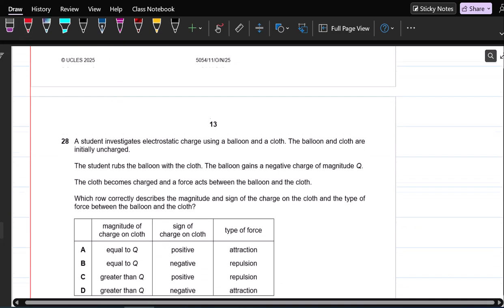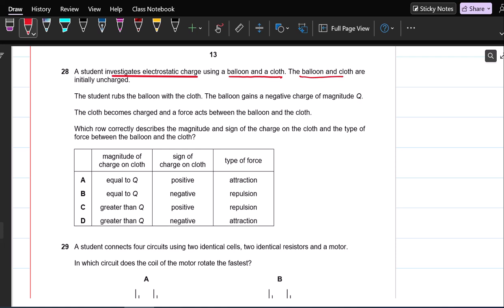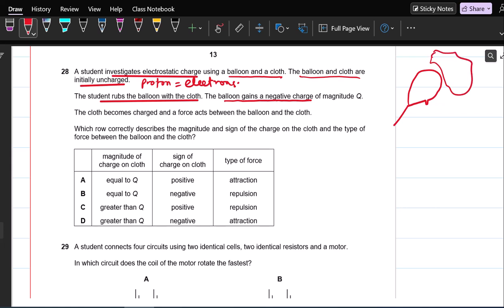Question 28. A student investigates electrostatic charge using a balloon and a cloth. The balloon and cloth are initially uncharged. Uncharged means protons equal to electrons. The student rubs the balloon with the cloth. The balloon gains negative charge. Okay, here I am having a balloon, and here you can see this is a cloth. Balloon gains negative charge. It means it is having excess amount of negative charges of magnitude q.